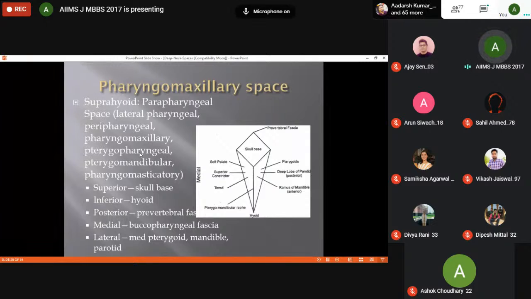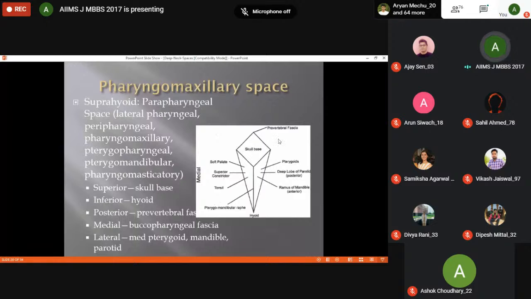This is a pyramidal shape, because the base is wide and the apex is narrow. It starts superiorly at the skull base, where it is wide, and inferiorly at the area of the hyoid bone it becomes narrow and tapers. Posteriorly it is covered by the prevertebral fascia, medially by the buccopharyngeal fascia. It is very difficult to imagine in 3D, but you have to make a 3D picture in your mind. Laterally it is bounded by the medial pterygoid, mandible and parotid.